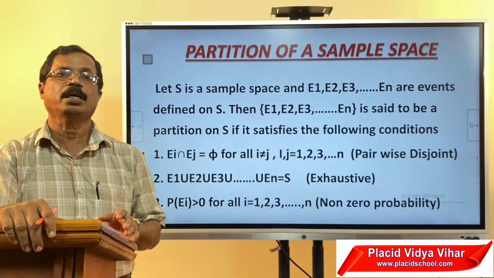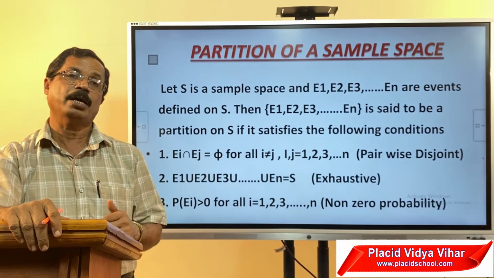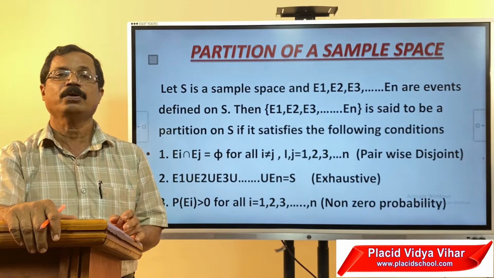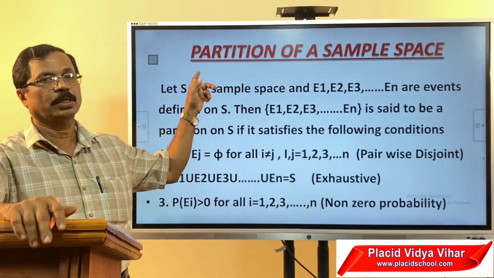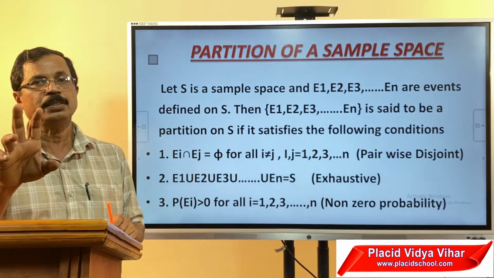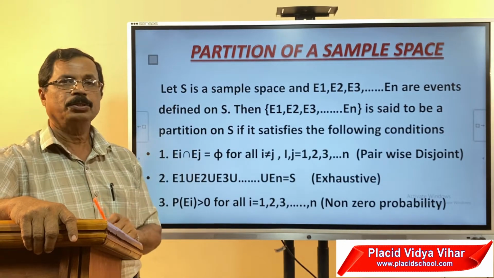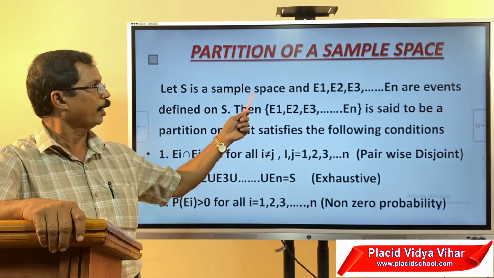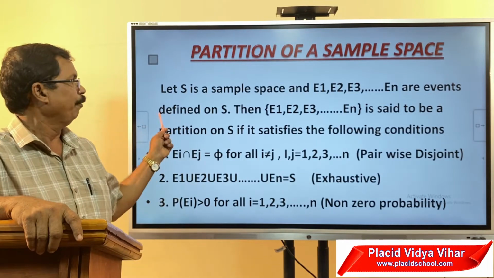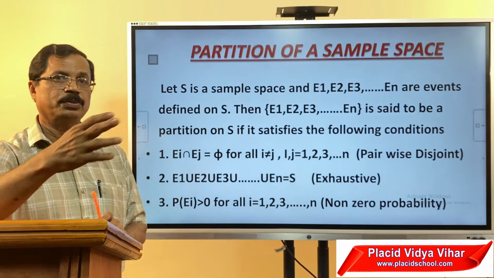Before coming to reverse probability, or how to find whether the ball is from the first bag or second bag, we have to study some other things. The first and foremost thing is partition. Partition of a sample space is what you have to study. What is meant by partition of a sample space? For that, consider a sample space S. Then you consider some events, say E1, E2, E3, etc. up to En. There are n events defined on S.